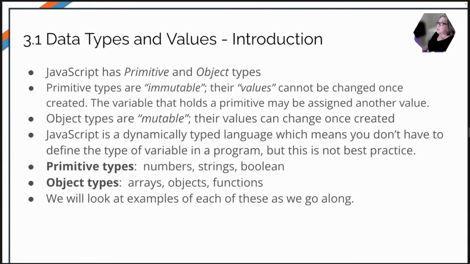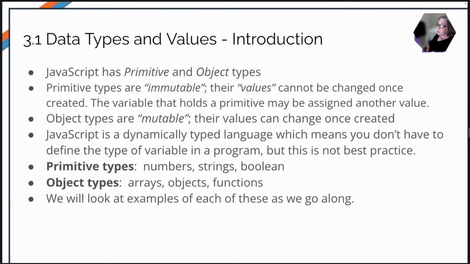You can change the variable that holds a primitive. You can assign it another value. You just won't actually change that original value. Like if I said my name equals Bob, I could later on say my name equals Sally, but I didn't actually change Bob's value. I just assigned the variable another value. I know immutable and mutable is always something my students are like, wait, what do you mean it can't just change? So hopefully that'll help you.